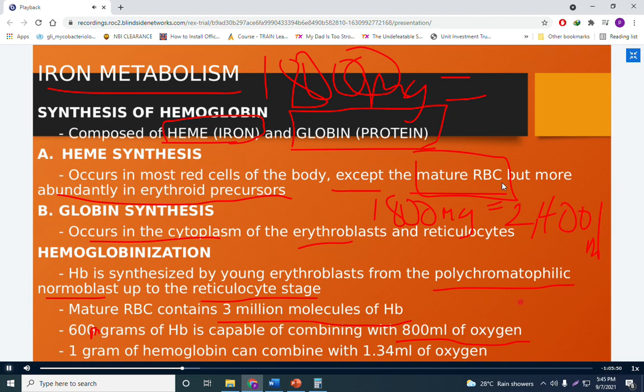2,400 ml. I just replayed it, class. This is milligrams. Did you get why it became 2,400? Because 600 milligrams of hemoglobin is capable of combining with 800 ml. So, 600 times 3 is 1,800, and 800 times 3 is 2,400. Thus, 1 gram of hemoglobin can combine with 1.34 ml of oxygen.